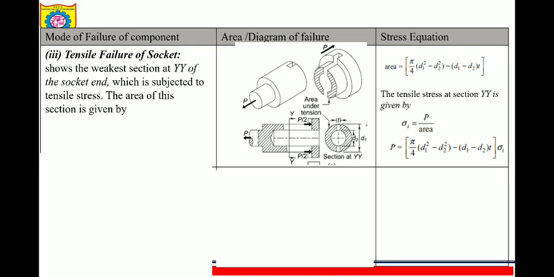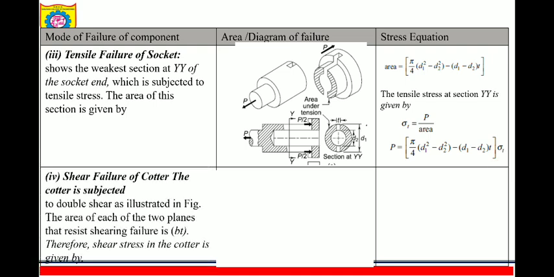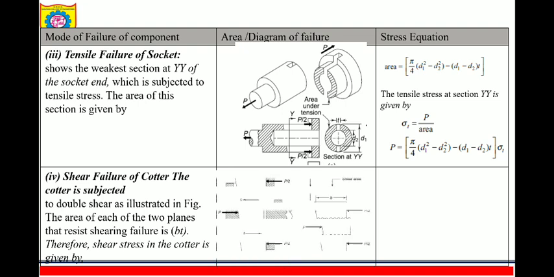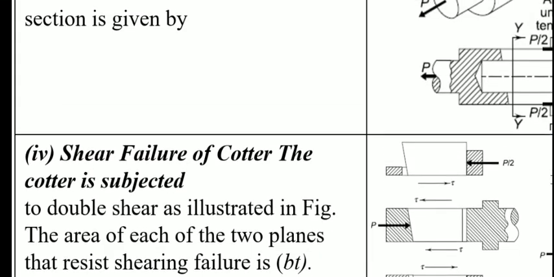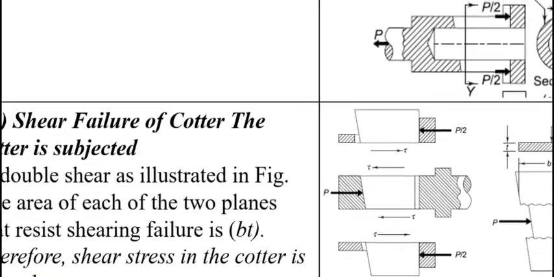Okay, so next is shear failure of the Cotter. So what is the Cotter? You can see the diagram now, how the shear failure will take place. The Cotter joint is subjected to double shear stress. So you can see now. Okay, I can zoom this diagram. You can see this, the shear stress.